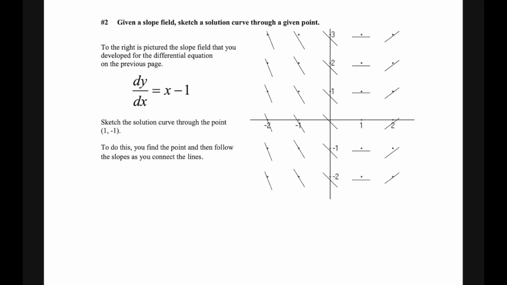If you are given an initial condition, this is a really silly one, but it might pop up on a multiple choice. If you're given an initial condition, you can just follow these slopes. They're basically like traffic patterns.